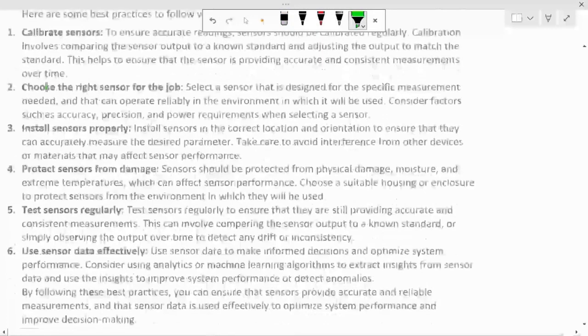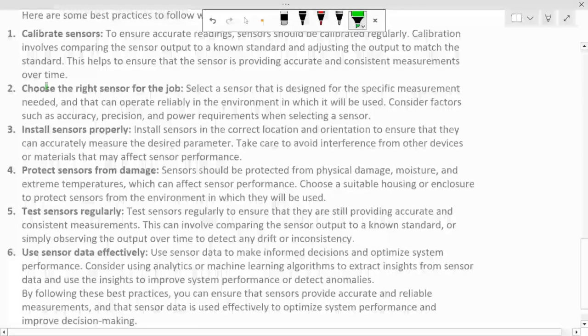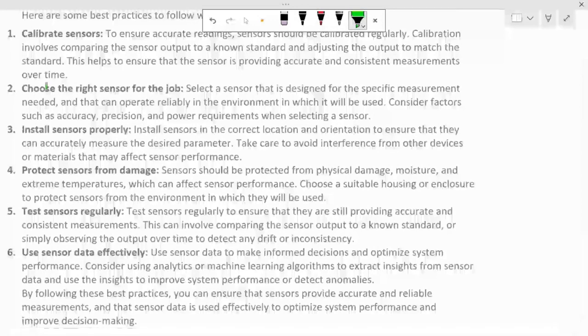Second point is choose the right sensor for the job. Select the sensor that is designed for the specific measurement needed and that can operate reliably in the environment in which it will be used. Consider factors such as accuracy, precision, and power requirements when selecting the sensor. So, of course, it shouldn't be like, okay, this thing also can work, so I will use it. No, you should choose the correct sensor for a specific job.